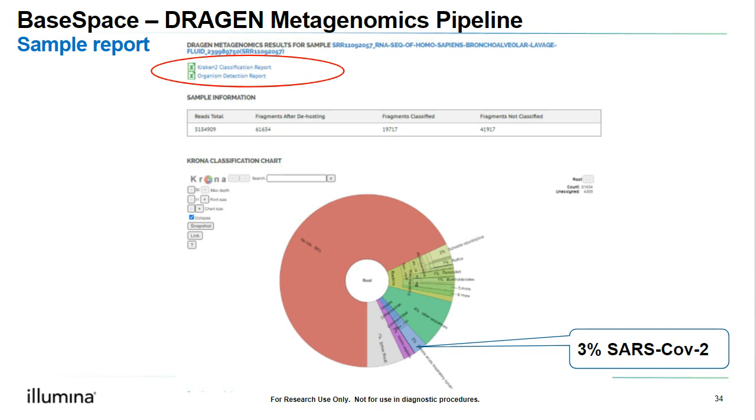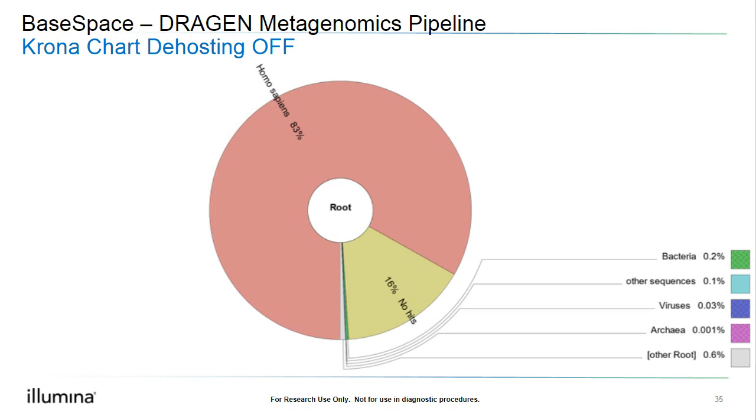If you're interested in looking at the output of the dehosting option, you can turn off the dehosting option. This is the output when we have the dehosting option turned off. As you can see here, there are a lot of human reads in this sample, which account for like 83% of the total reads.